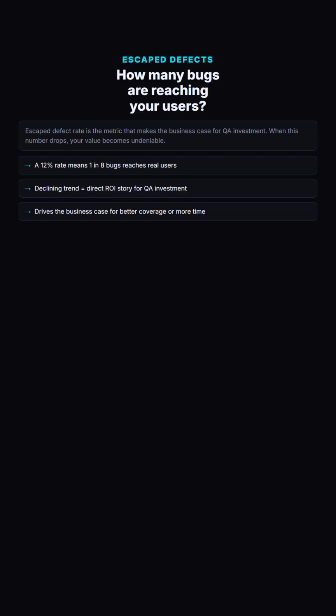Tracking this metric over time and showing a downward trend, we went from 12% escape defects last quarter to 4% this quarter after implementing regression automation, gives leadership a concrete return on investment story for QA work.